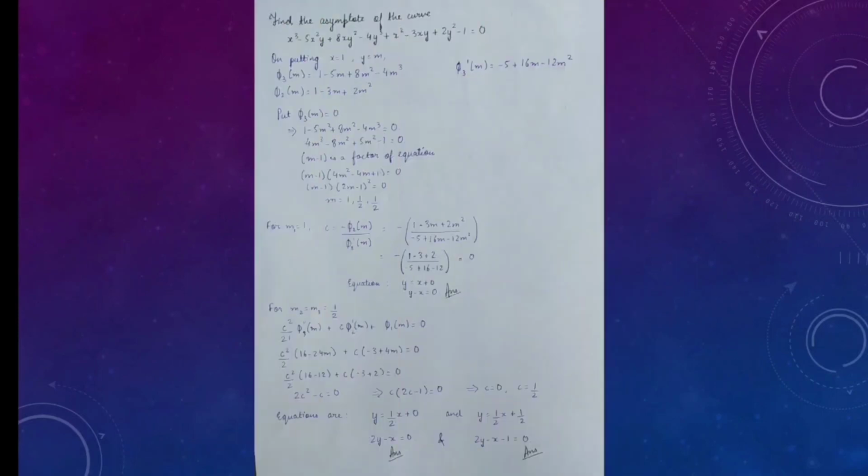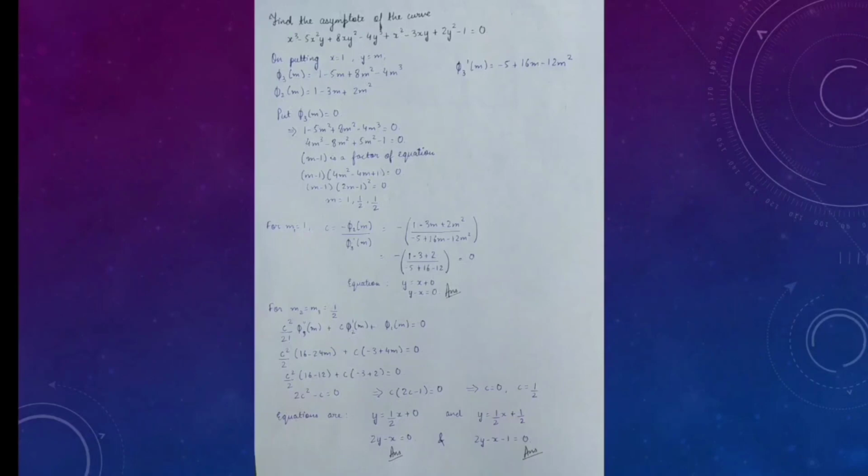Here is another example for this method. In the last question, all the three values of m were distinct. Here we will see when two values of m are same. So the question is, find the asymptote of the curve x cube minus 5x square y plus 8xy square minus 4y cube plus x square minus 3xy plus 2y square minus 1 is equal to 0.